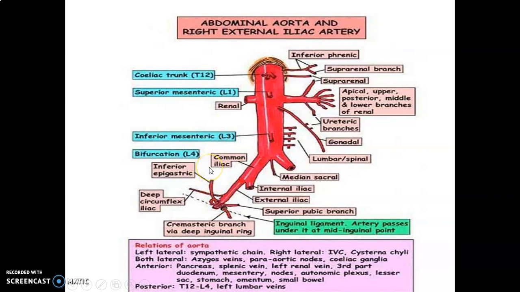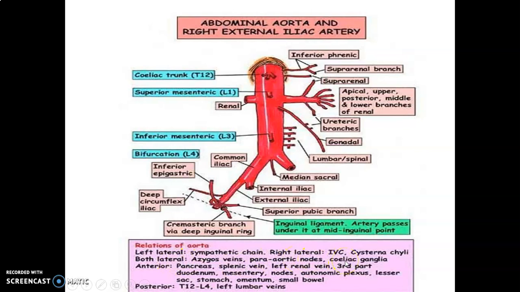On the left, there's the sympathetic chain. On the right, there is the inferior vena cava and cisterna chyli. Then on the sides, there are the azygous veins, the para-aortic lymph nodes, and the celiac ganglion. Anterior to the aorta are the pancreas, splenic vein, left renal vein, third part of the duodenum, the mesentery, stomach, and omentum.